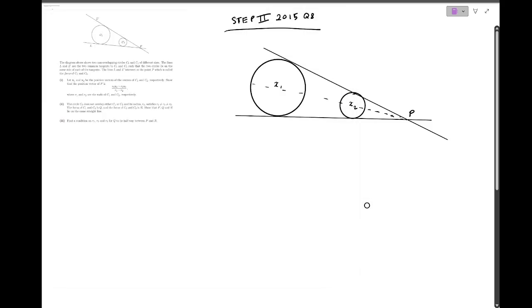Okay, this is step two, 2015, question 8. Interesting question, for sure. I did this question last night, and it did take me a bit of time, about 30, 40 minutes. It was mainly because of this part two. Part two took me a while just to see what was going on and to understand what to do, because there's lots of different ways you can approach it. So, yeah, part two is tricky.